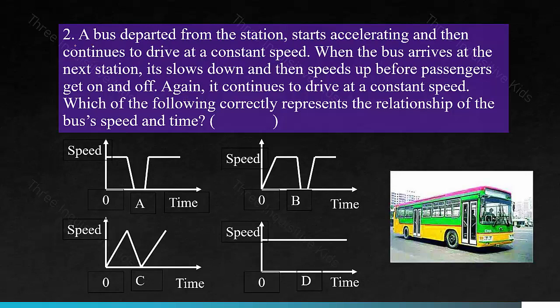So let's follow this along step by step. It departs from the station and then starts accelerating. Then drives at a constant speed. So it's definitely not D. We need some acceleration, and it's not A. And then it needs to drive at a constant speed. You can see that in option C, it never has a point where it drives at a constant speed. That would be represented as a flat line. So our answer would be B.